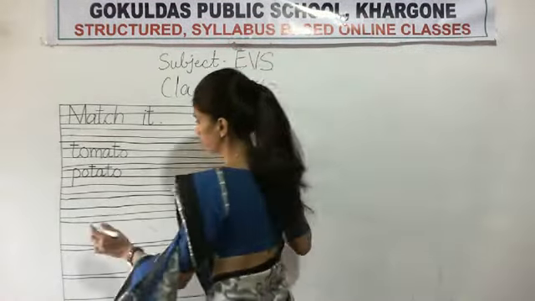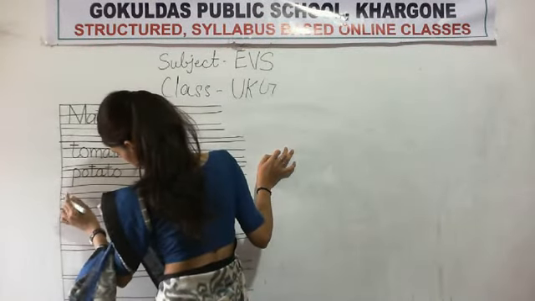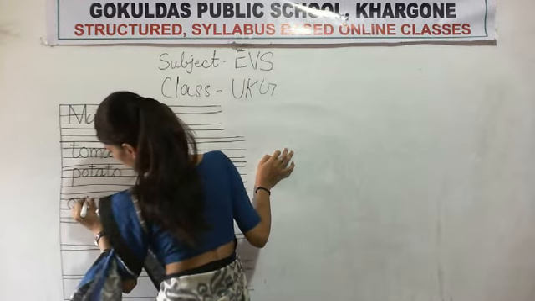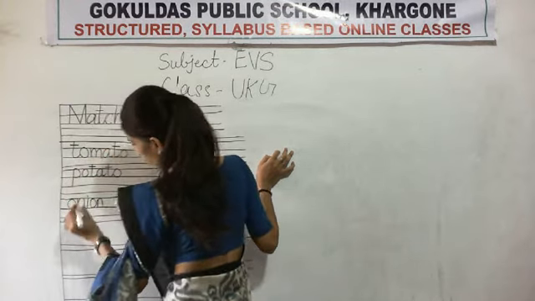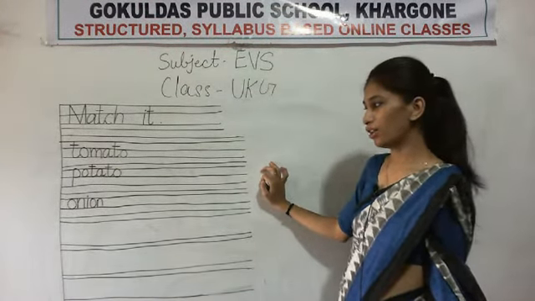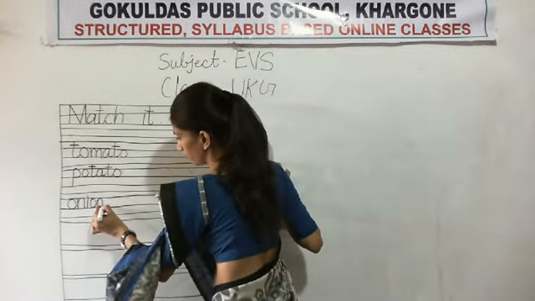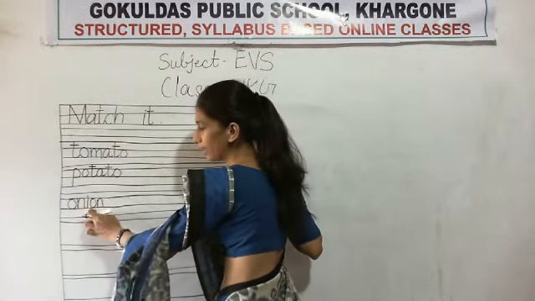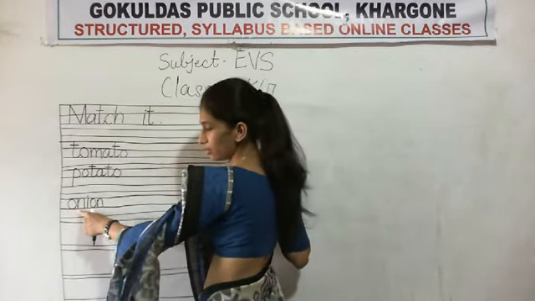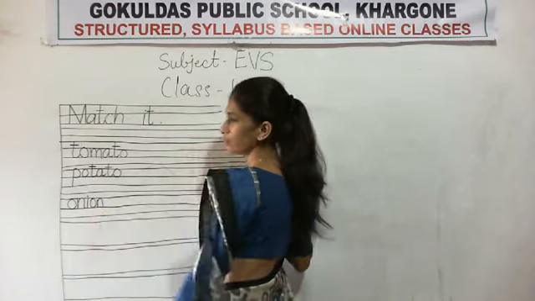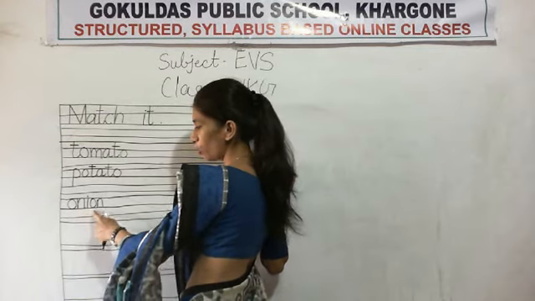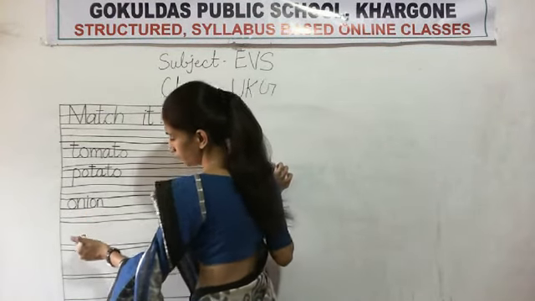Now write the spelling of onion. O-N-I-O-N, onion.